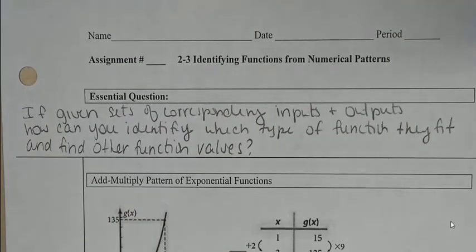2.3 is about identifying functions from numerical patterns, or basically from inputs and outputs. So we're going to see a lot of input-output tables. If given sets of corresponding inputs and outputs, how can you identify which type of function they fit and find other function values? And we're only going to deal with 4 different types of functions: linear functions, exponential functions, power functions, and quadratic functions.